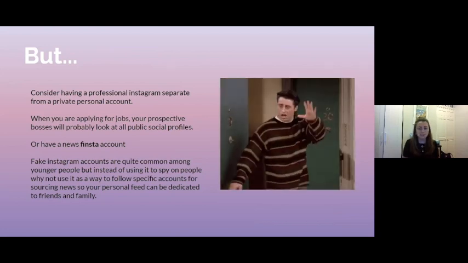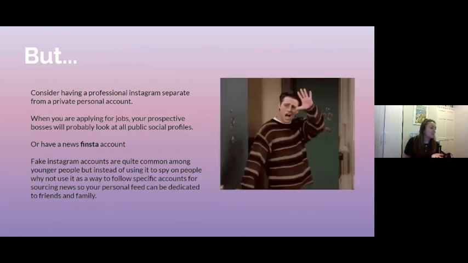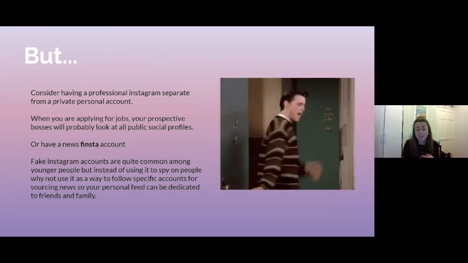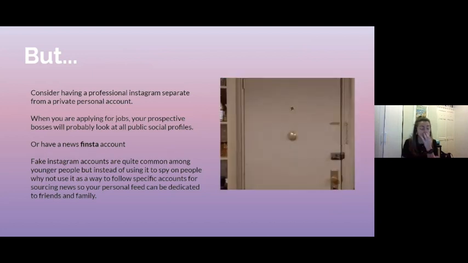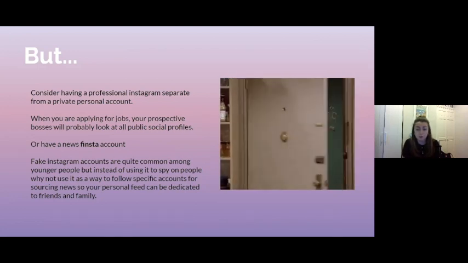And I mentioned it a little bit before, maybe think about having a Finster account. A Finster is a fake Instagram account, and they're quite common amongst younger people, but instead of using it to spy on people you don't like or people you fancy, why not use it to follow specific accounts for sourcing news, instead of having that on your personal feed. Then your personal feed can literally just be your friends and family, and that's all you need to worry about. You could have an MP Finster, so you followed all UK MPs on Instagram, and you could just have a feed of that. Local councils, I mean, these are very boring examples, but you never know who's going to slip up and post a nude or a screenshot of a text.